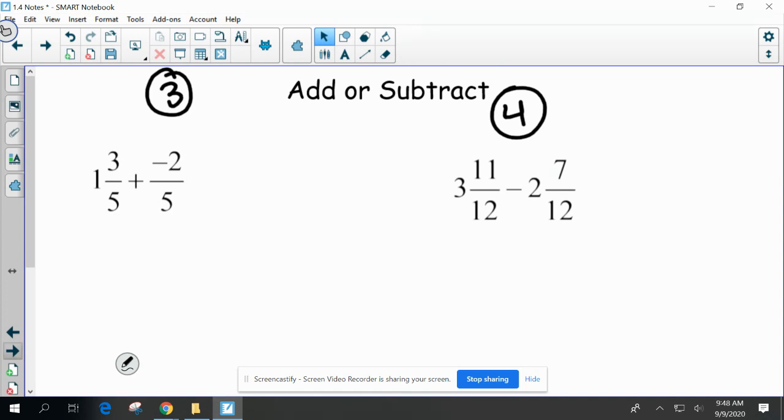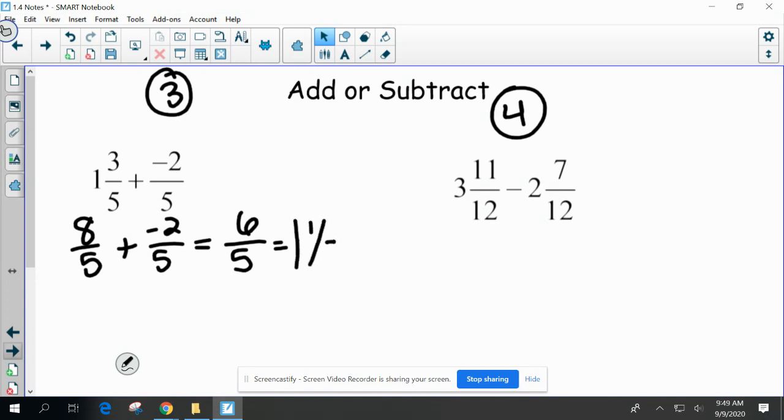Okay, so if I convert 1 3/5 into improper, it would become 8/5 plus a -2/5. So my fifth is going to stay the same in my denominator, and then 8 plus -2 is 6. And then I need to convert it back to a mixed number. 1 1/5.